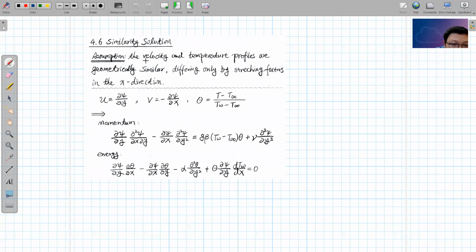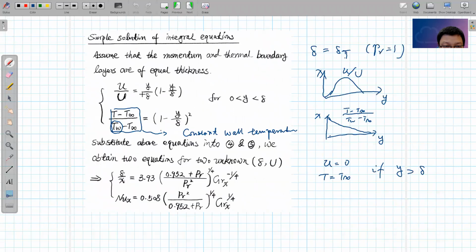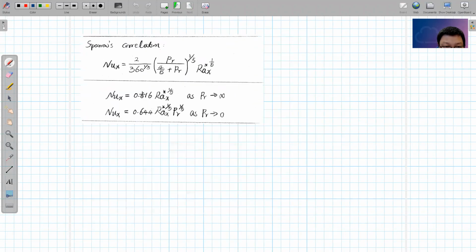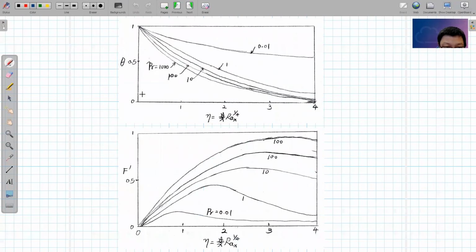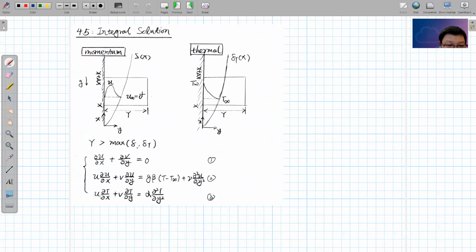We just assume that the velocity and the temperature profiles are geometrically similar, differing only by stretching factors in the x direction. What does this mean? So let me go to that profile. Yeah, let me use this one.